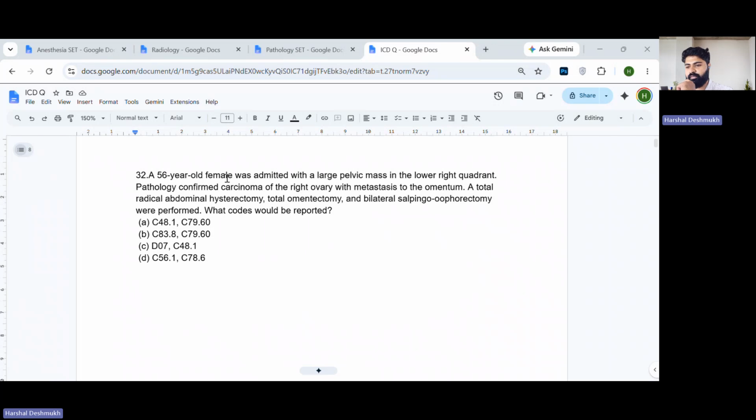A 56-year-old female was admitted with a large pelvic mass in the lower right quadrant. Pathology confirmed carcinoma of the right ovary with metastasis to the omentum. A total radical abdominal hysterectomy, total omentectomy, and bilateral salpingo-oophorectomy were performed. What codes would you quote? You have four options. You have around 3 to 4 minutes to answer these questions.